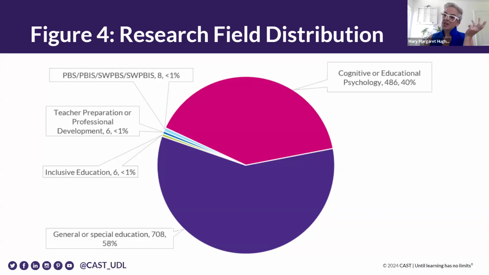So it could be argued, I think, that PBIS or PBS, positive behavior intervention support, and school-wide positive behavior intervention support could be captured under the umbrella of general and special education. And that's how it initially started, but it came up with enough frequency to become its own field.